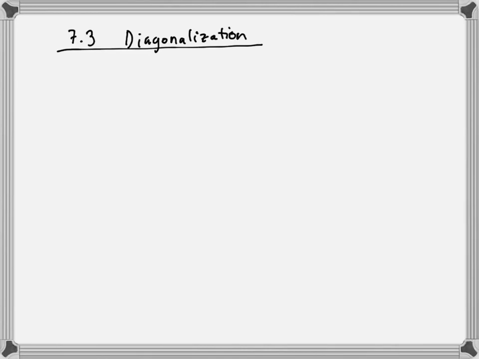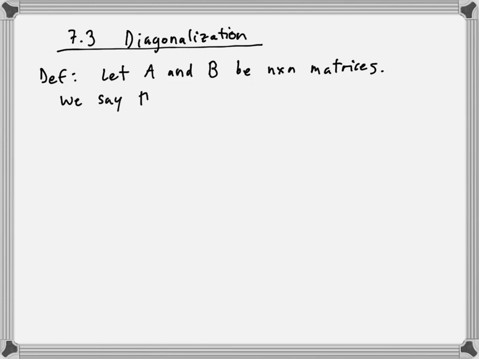Okay. First of all, we needed a definition. So let's start off with two n by n matrices. Let A and B be n by n matrices. We say that A is similar to B. I should underline all of it. This is what it means for two matrices to be similar, okay?